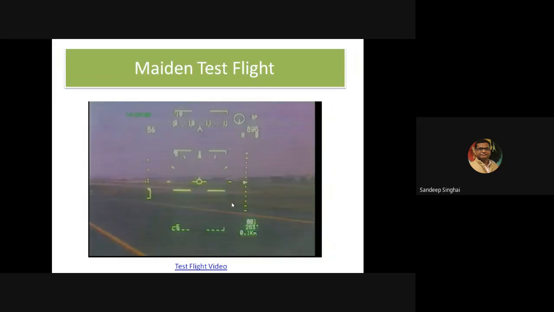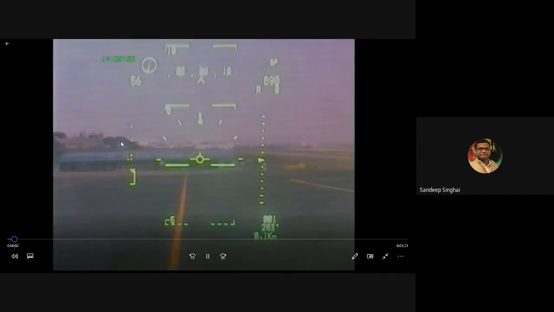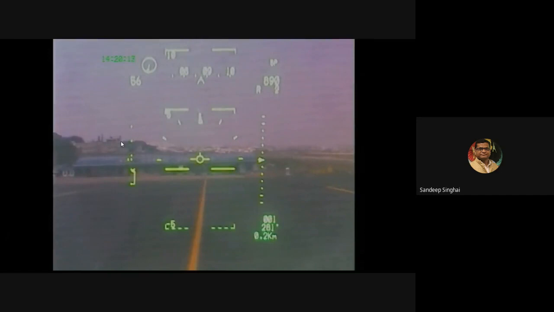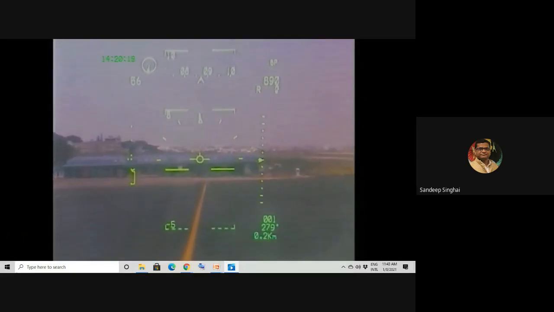This was the maiden test flight of the head-up display of CSIO, which happened for HJT-36. You can see the pilot's voice in the background. This is a test flight specially to judge the HUD LCA.